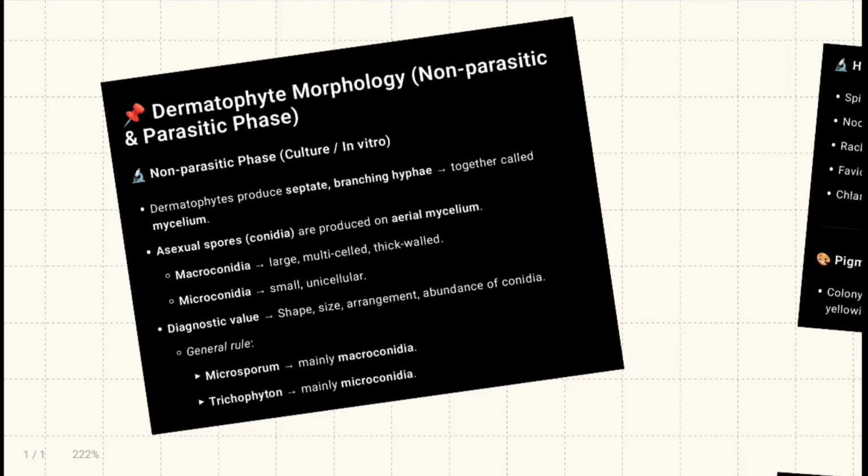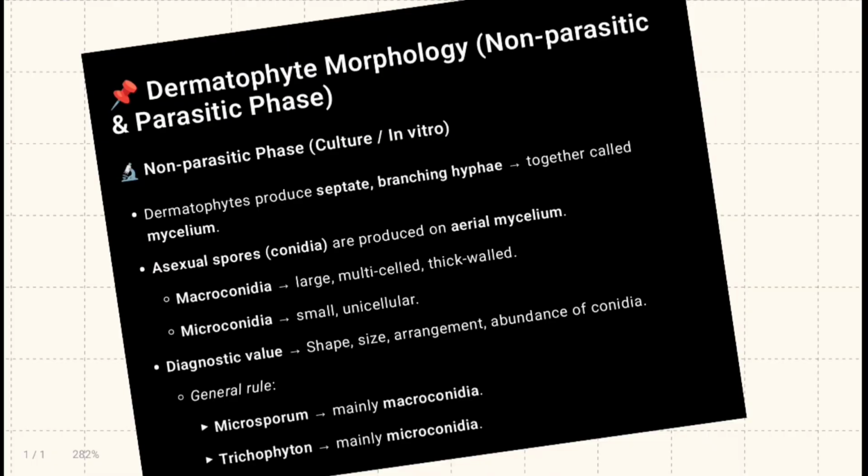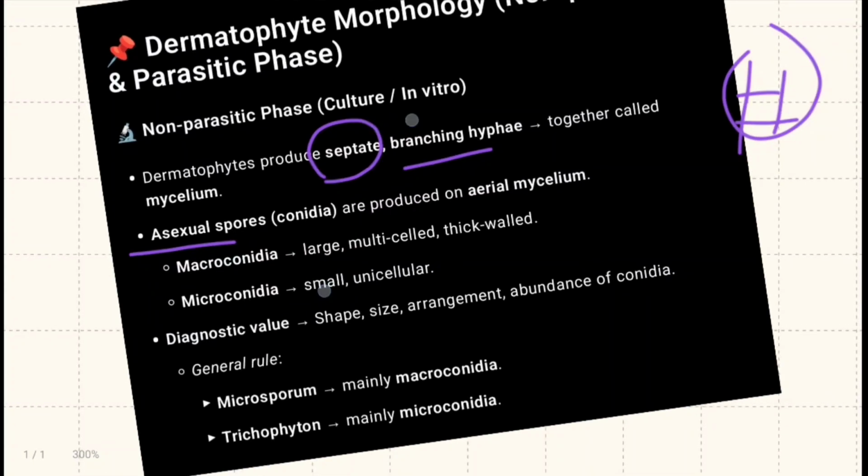In the non-parasitic phase of dermatophyte, when it comes to morphology, we can look at the production of septate and branching hypha, and these together are called mycelium. Also the dermatophyte in the non-parasitic phase will produce asexual spores, and mainly the spores produced from the dermatophytes are conidia. They are basically found on the aerial mycelium.